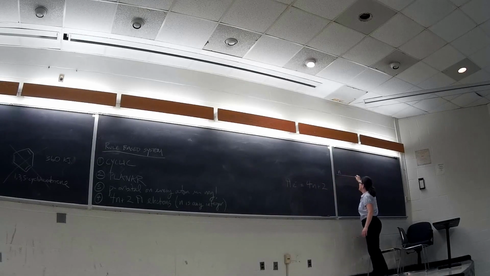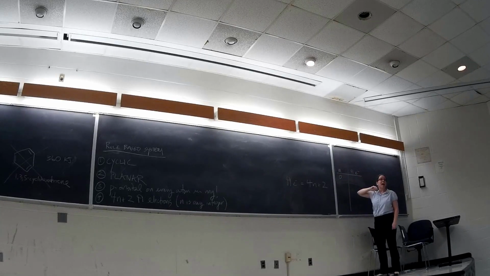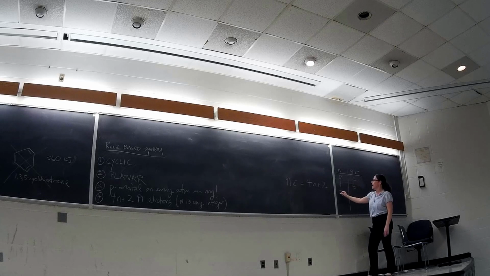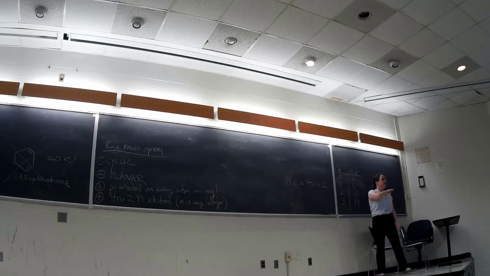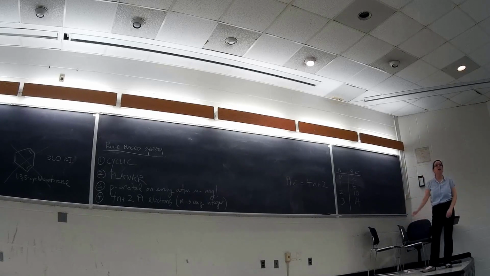When n is 0, the number of pi electrons allowed for an aromatic system is 2. When n is 1, 4 plus 2, or 6. When n is 2, 8 plus 2 is 10. When n is 3, 4 times 3 is 12, so we have 14. And you can keep going. You can make a very extensive function table out to n infinity and calculate what your allowed pi electron numbers are.